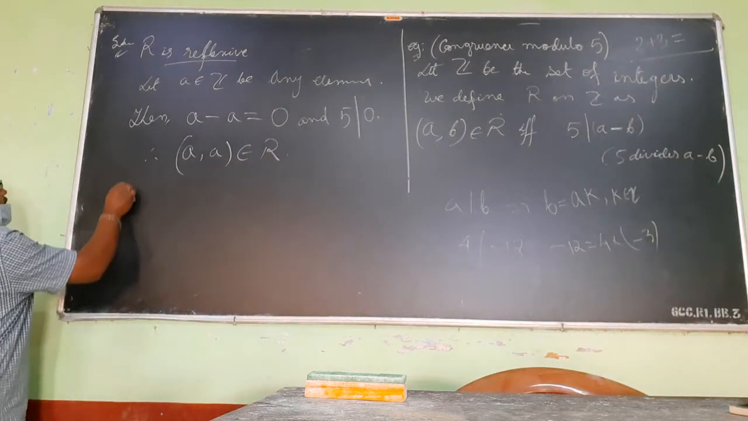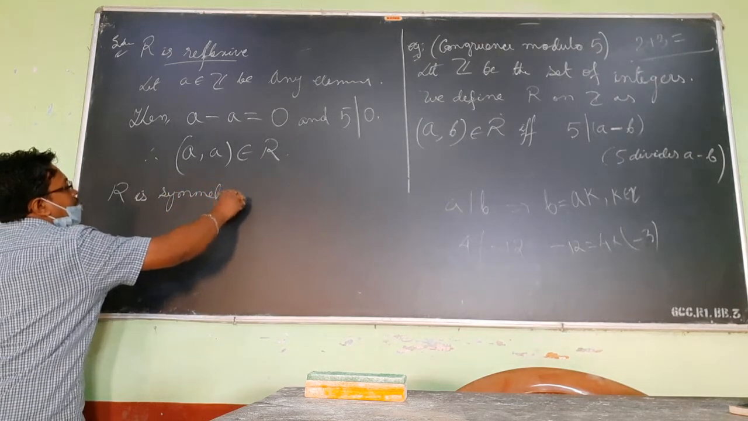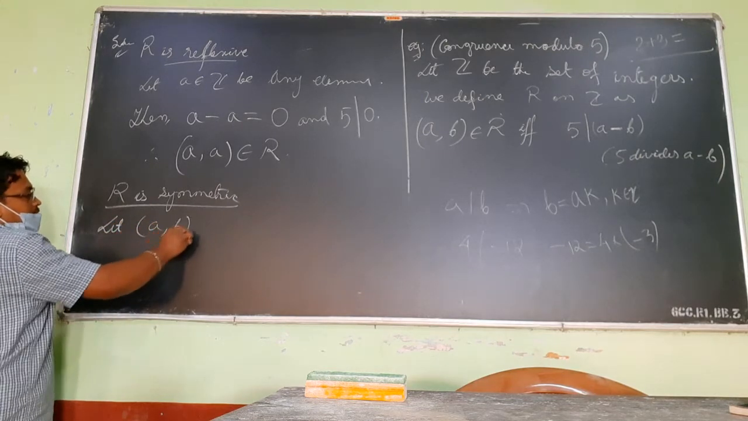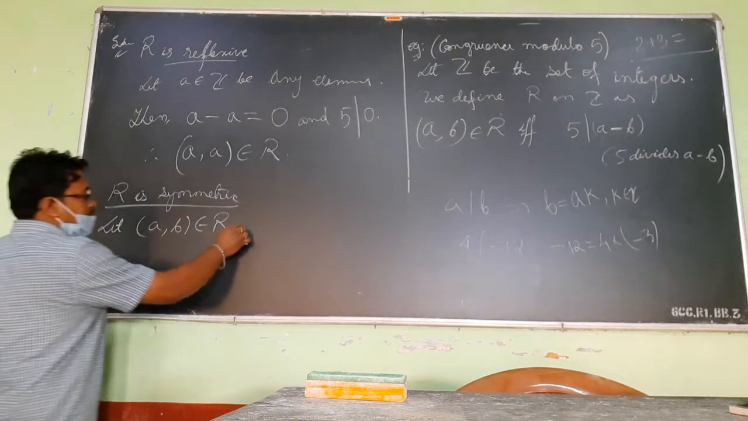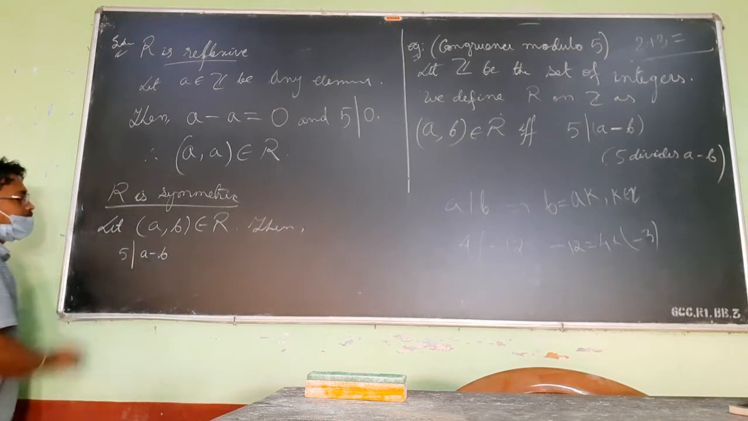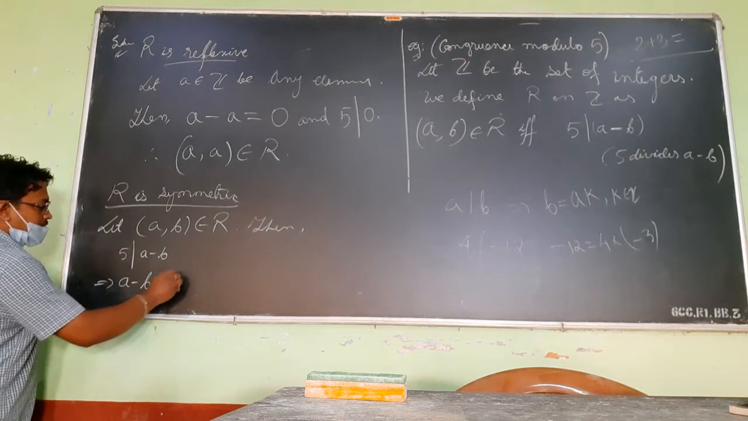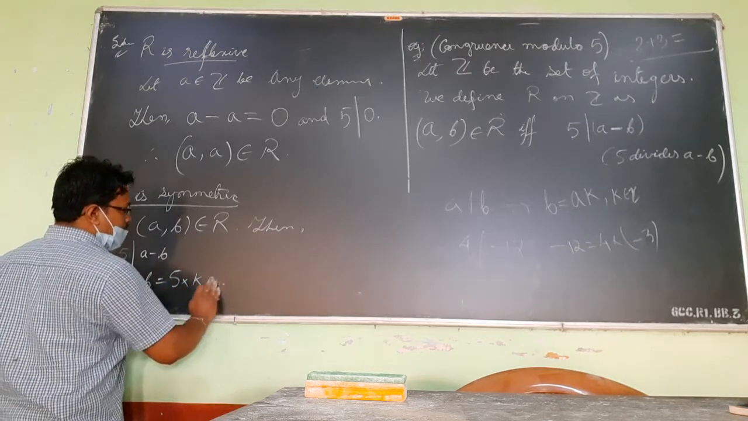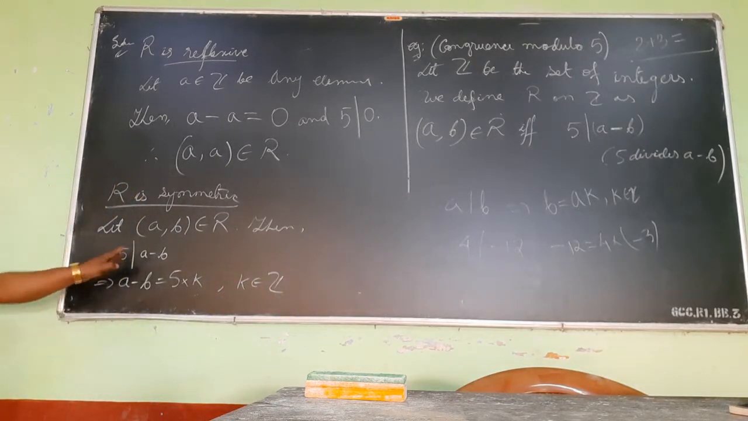Next, R is symmetric. For symmetric, I have to show that if (A, B) belongs to R, then (B, A) should also belong to R. So let (A, B) belong to R. Then as per the definition, 5 divides A minus B. That means A minus B can be written as 5 into K, where K belongs to integers. This is the meaning of 5 divides A minus B.